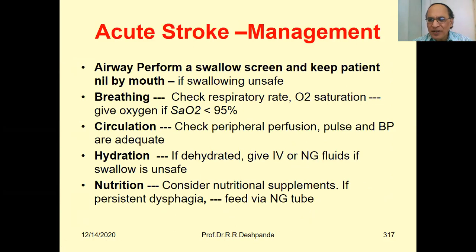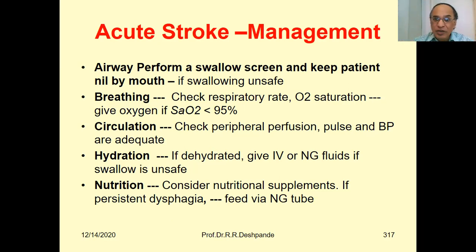Acute stroke management in the hospital. Not to be worried about by the family physician. Airway. So you must take care of airway. Perform a swallow screen and keep patient nil by mouth. If swallowing is unsafe, don't give anything by mouth. Check the respiratory rate. Check the pulse oximeter. If O2 saturation is low, use oxygen.